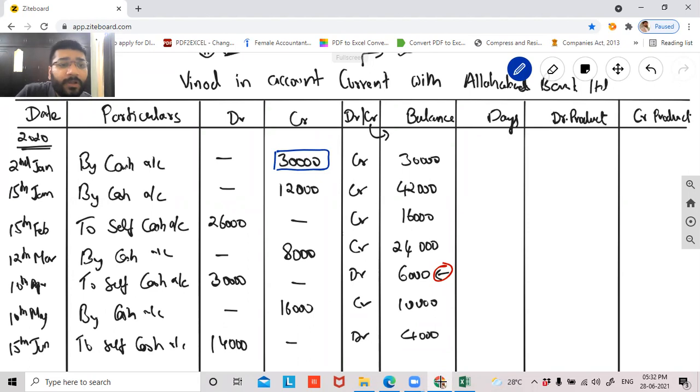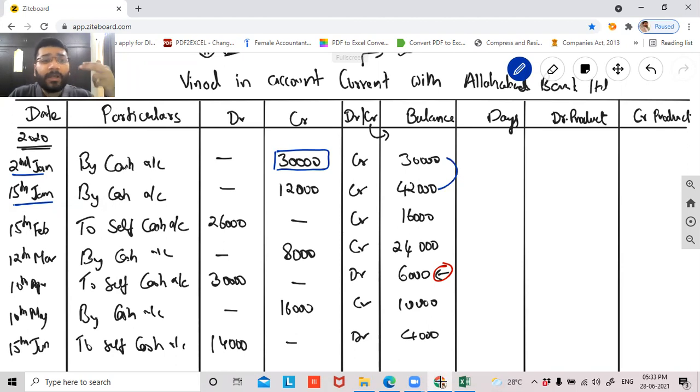Yes, sir. So from 2nd January to 15th January, for this period, should Vinod get interest on 30,000 or not? On 30,000, he's supposed to get interest or not? This 30,000 rupees Vinod has given to the bank. So the bank is enjoying this 30,000 for how many days? I'll calculate these days by taking the difference between these two dates.